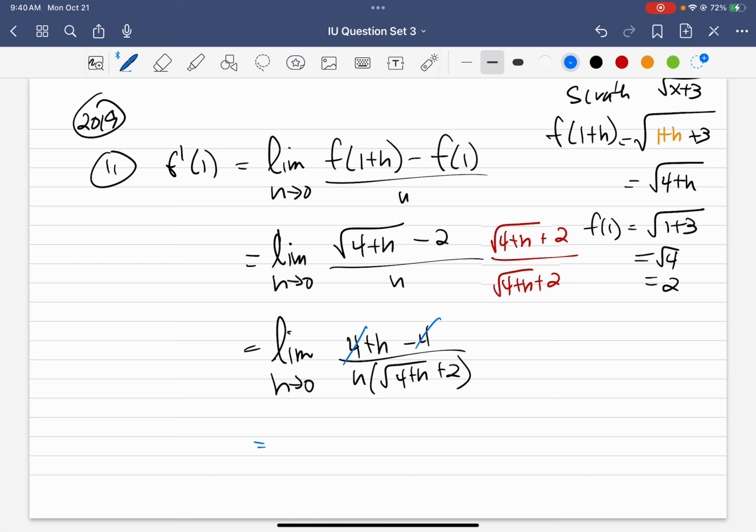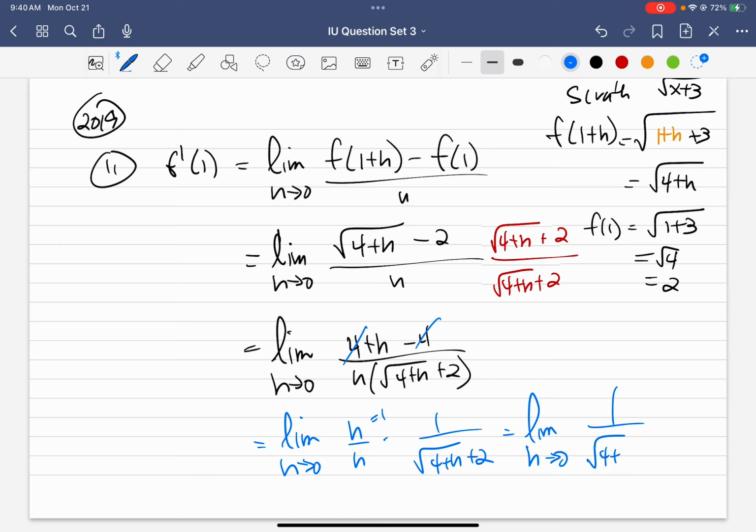These go away. You're going to get the limit as h goes to 0 of. Factor this out. You're left with this over this. So then, since that's equal to 1, you're left with 1 over root 4 plus h plus 2. As h goes to 0, you get 1 over root 4 plus 2, which is a quarter. Great work.